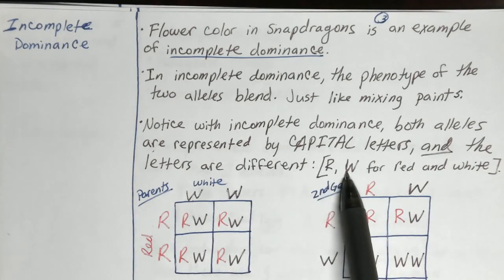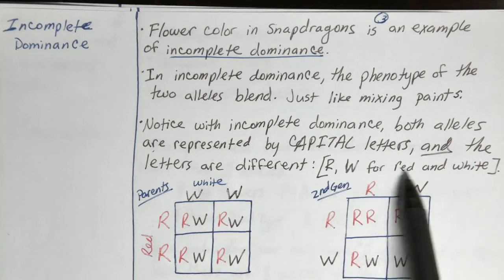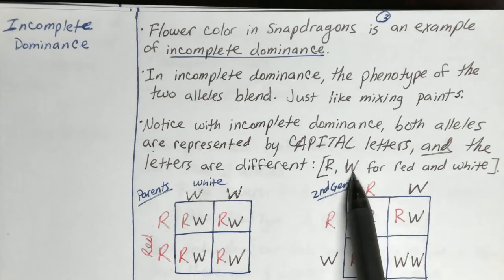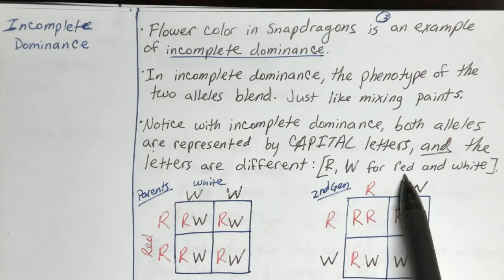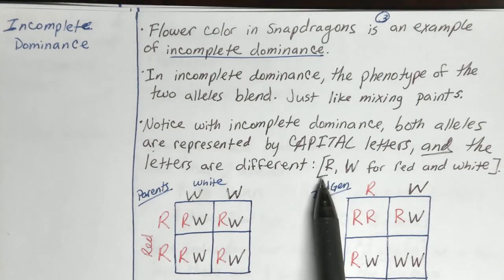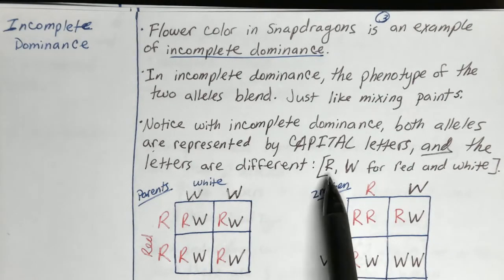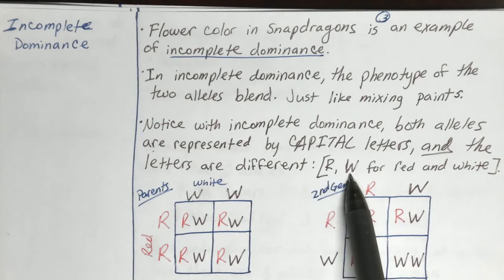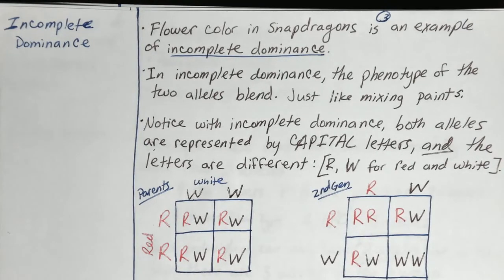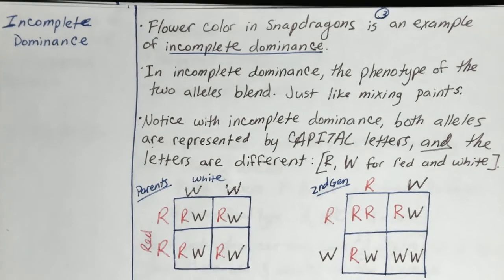Capital R, capital W for red and white. R for red, W for white. It's just the letter they start with in the language we're talking about this in. So if we were talking in, let's say Spanish, we would have R for rojo and B for blanco. So those letters only mean a symbol for what we're talking about.